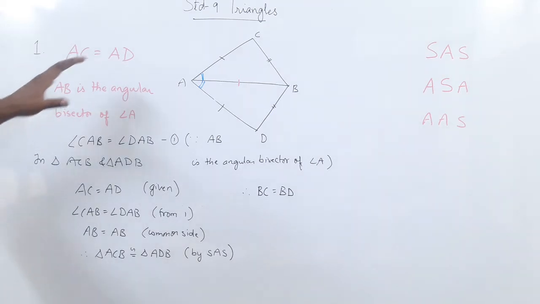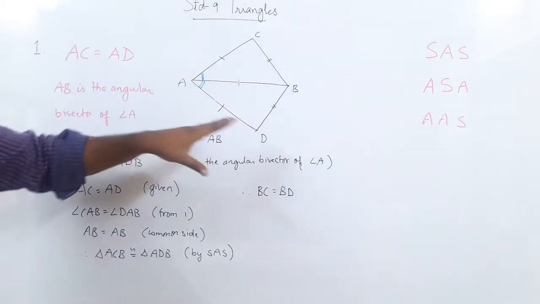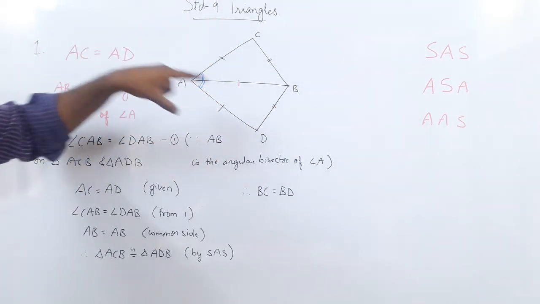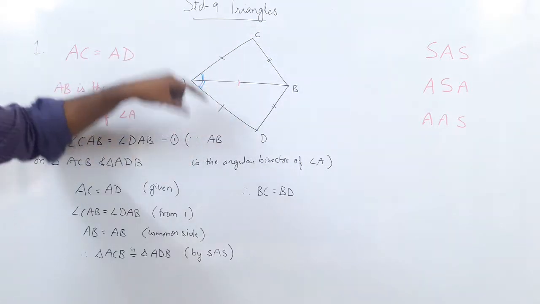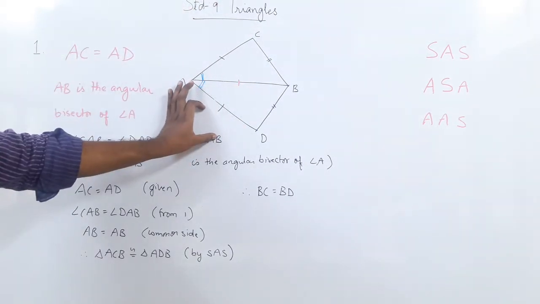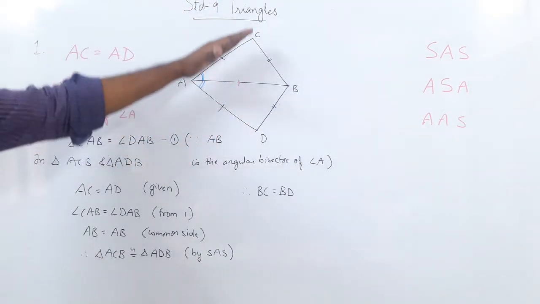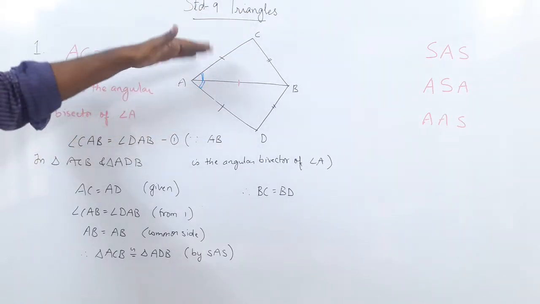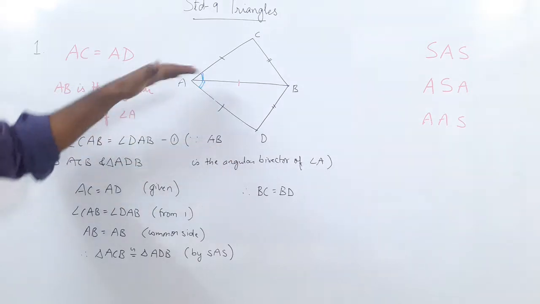What was given to us? A quadrilateral ACBD. Don't write ABCD. It's not ABCD. It's ACBD. Follow the order. Quadrilateral ACBD. AC equal to AD given. And AB is the angular bisector of angle A, means AB cuts the angle into two equal parts. So CAB equal to DAB.